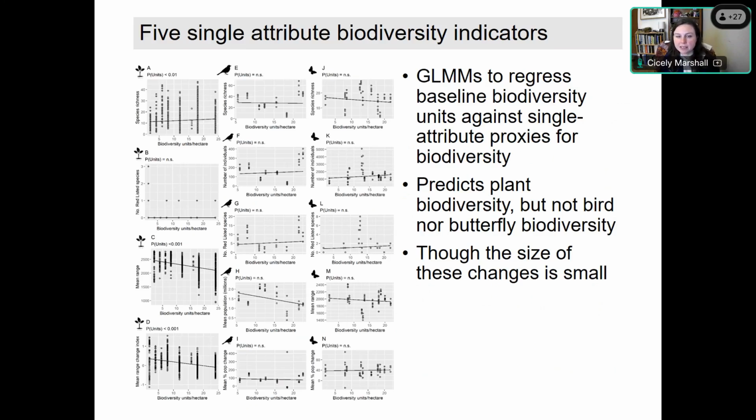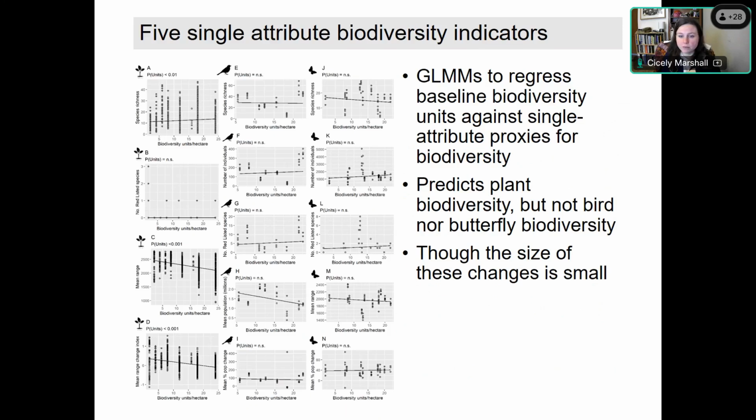We ran the same analyses for birds and butterflies and found no significant relationships between units and any of richness, abundance, breadth, range, or change. So it's really encouraging that the metric does seem to be capturing differences in habitats and in the direction that we expect, at least for plants. It is, after all, a habitat metric based on plant data. But the absolute size of those changes is small, even for plants.